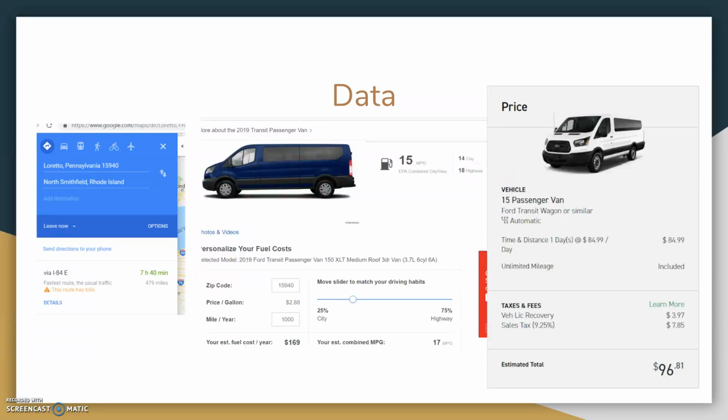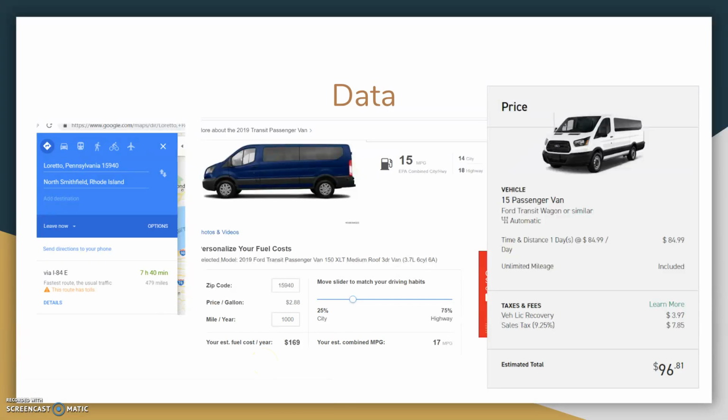We also looked on Enterprise's website to get a price for the 15-passenger van. Then in the middle, we looked at Ford's website for the van to get the proper gas mileage and the estimated fuel cost to travel the 1,000 miles. The 1,000 miles comes from the approximate 480 miles it takes to get from St. Francis to Bryant and back, plus the intermediate travel in between once they're up at the contest.